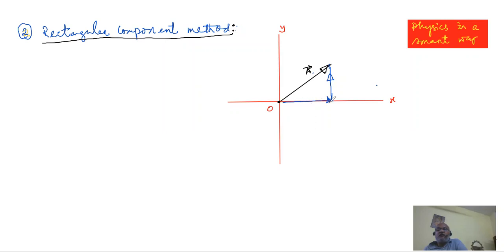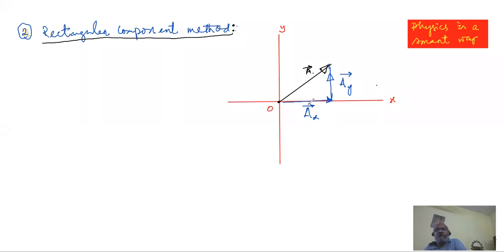This component and this component combined, as per the vector idea, their resultant will be A. But this component is parallel to the x-axis. We brand it as AX. This component will be parallel to the y-axis. We brand it as AY, A with subscript Y, A with subscript X.